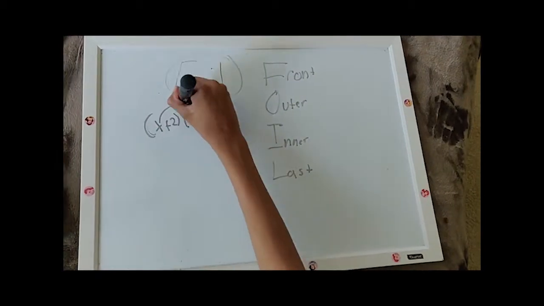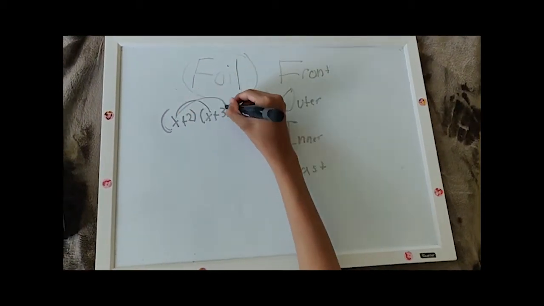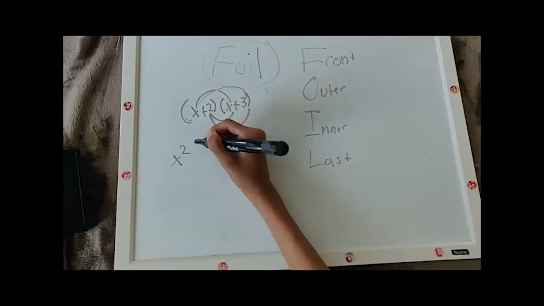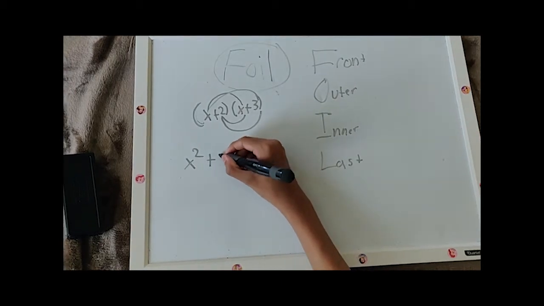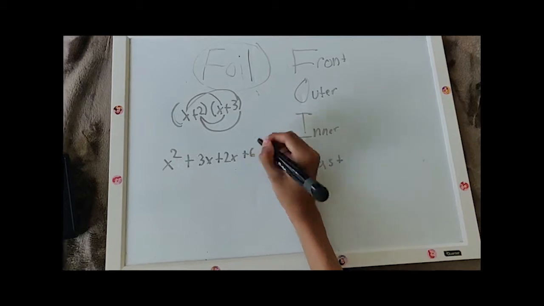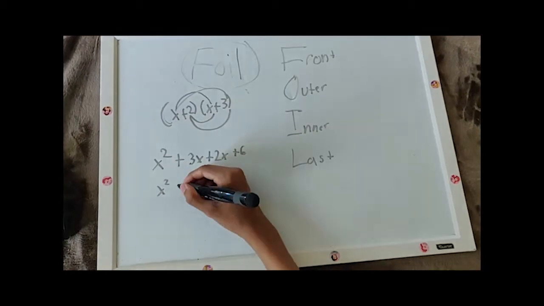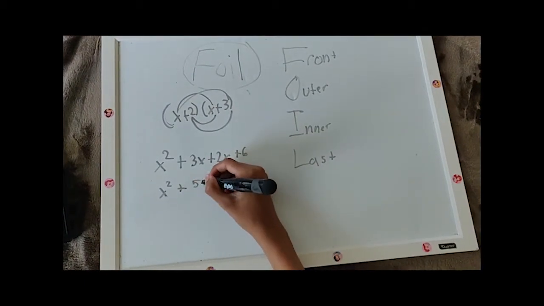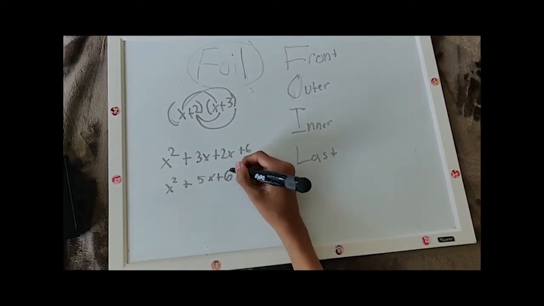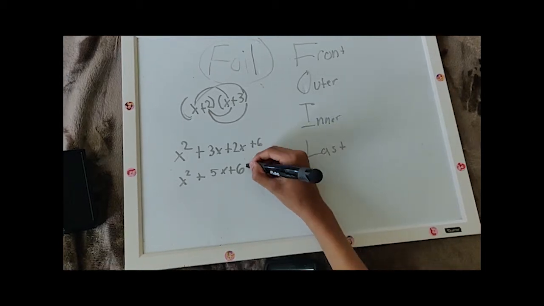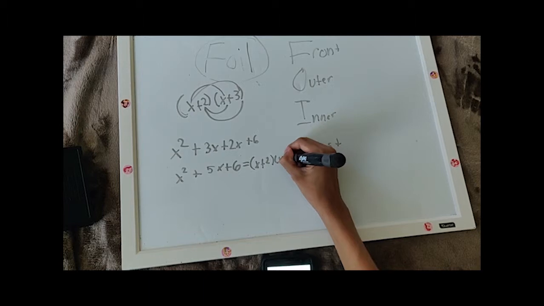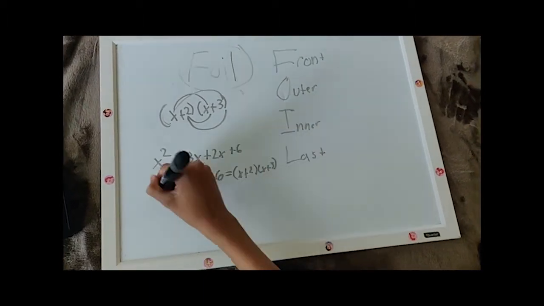In our previous example, x plus 2 times x plus 3, the fronts are x and x. The outsides are x and 3. The insides are 2 and x, and the lasts are 2 and 3. Each pair is multiplied and the products are added together. So the products are x squared, 3x, 2x, and 6. The sum of the products would then be x squared plus 5x plus 6, which is the product of x plus 2 and x plus 3.